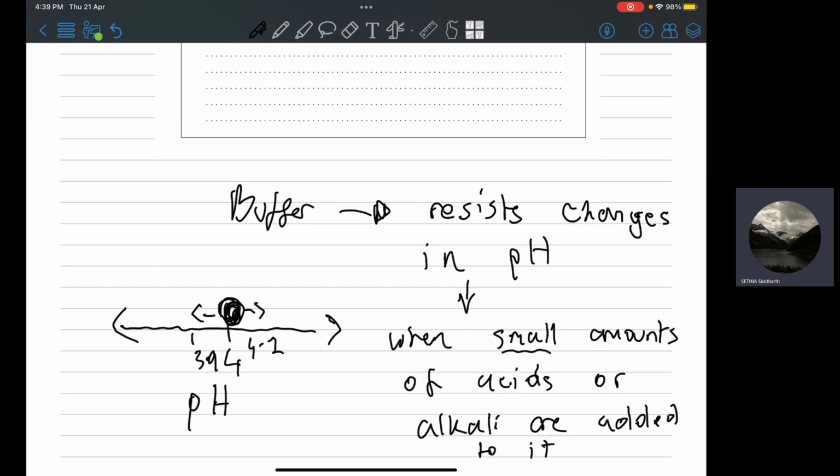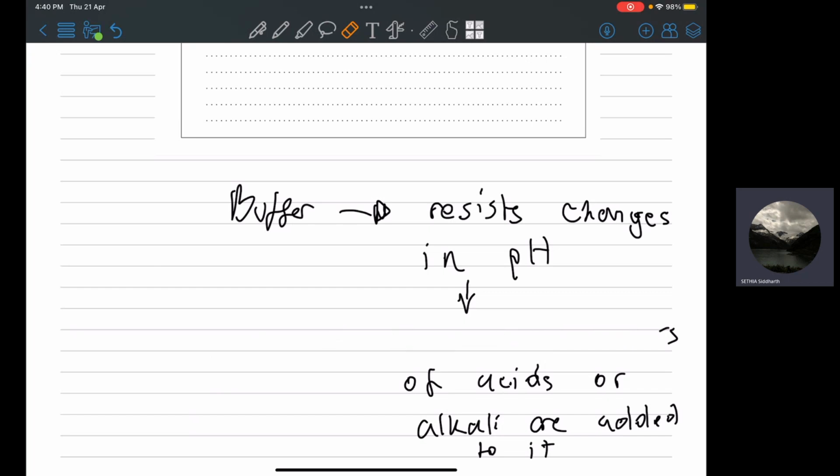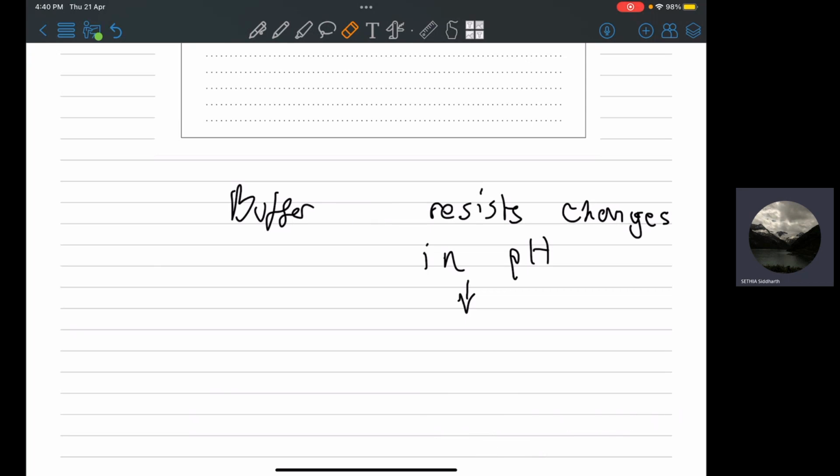If you add too much acid or too much alkali, the buffer is going to run out and it's going to end up changing the pH of the solution. Okay, now I'm going to show you how a buffer works, what exactly a buffer is made up of, and really how to solve this question above. I actually haven't even talked about the question because before we can even talk about the question, we need to understand what a buffer is.